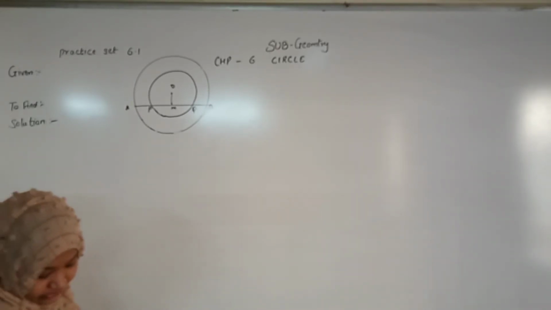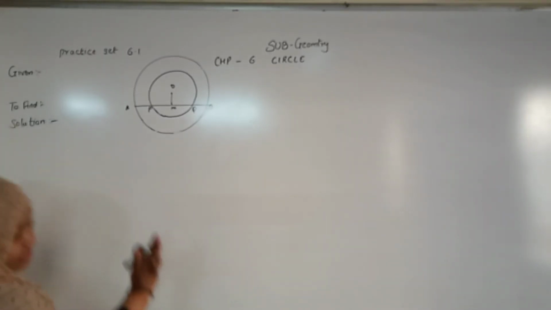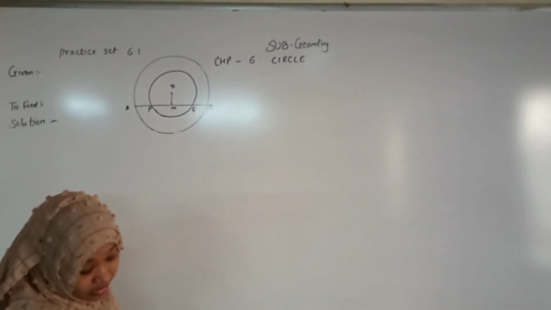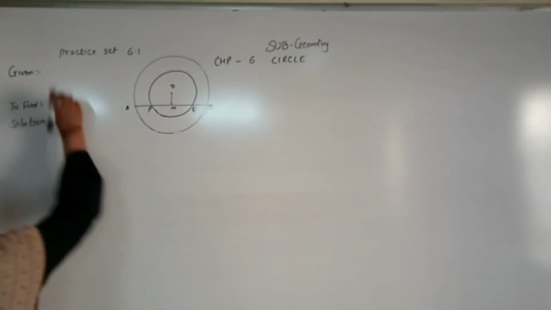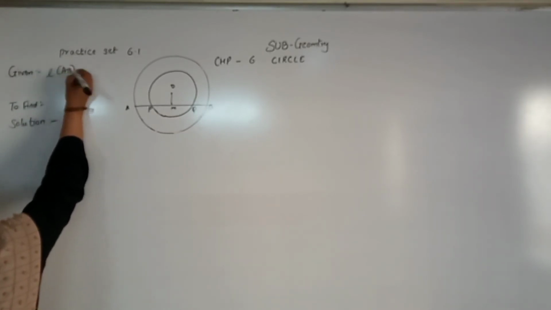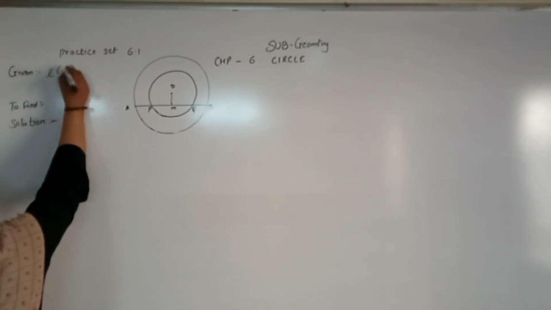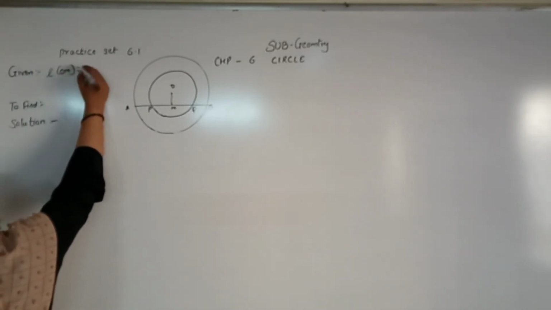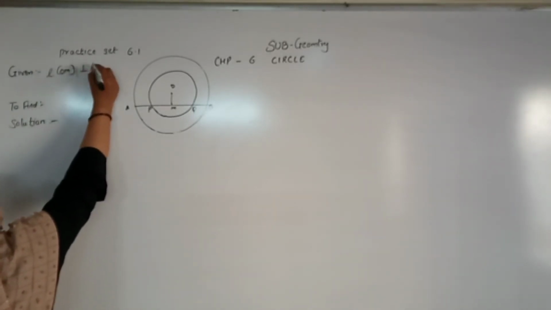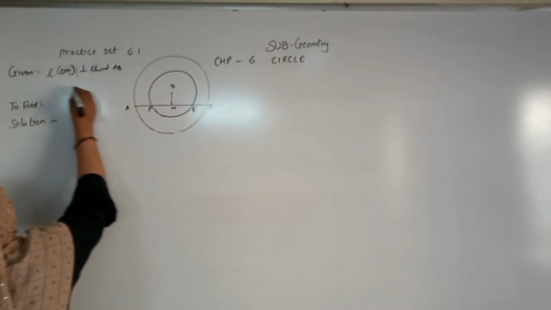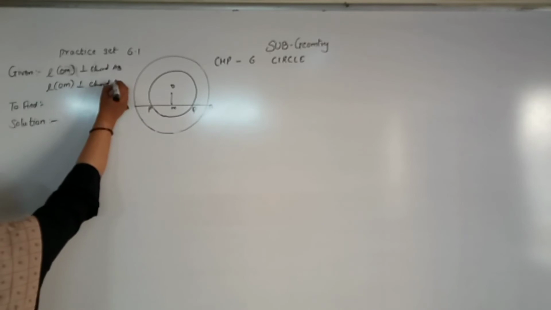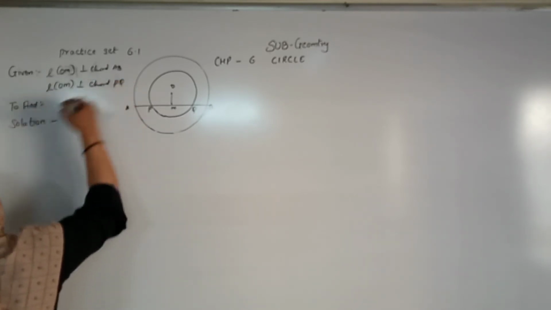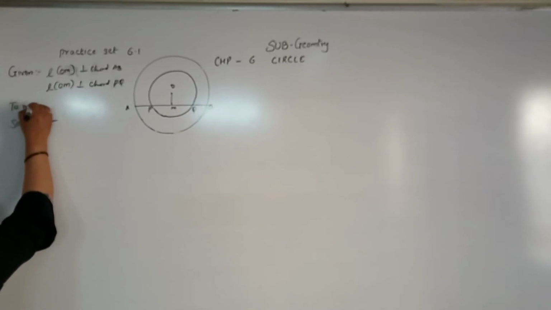Now what is given, we will write. Nothing is given in the question, but AB is a chord of the bigger circle, which intersects the smaller circle. So you should write like this: length OM is perpendicular to the chord AB. And length OM is also perpendicular to the chord PQ of the smaller circle. Now we have to write what to prove.